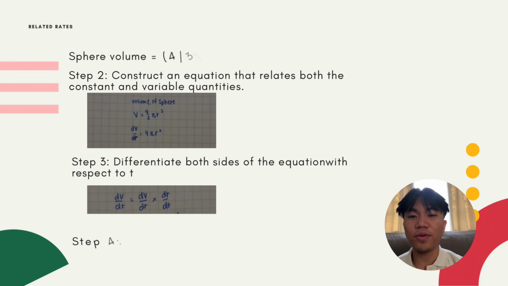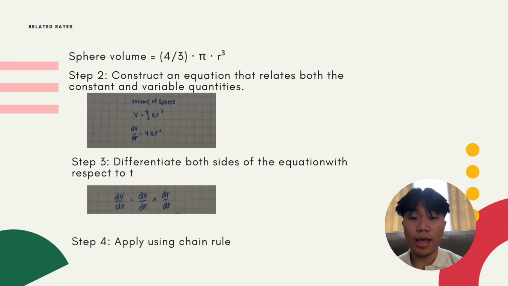After that, we should know that the volume of a sphere is equal to 4/3 pi r cubed. Next, we can construct an equation that relates both the constant and variable quantities, which is V = 4/3 pi r cubed. By using this formula, we can differentiate both sides of the equation with respect to r. So we get dV/dr = 4 pi r squared. Next, we can apply the chain rule to relate both derivatives that we have. So the equation would be dV/dt = dV/dr times dr/dt.